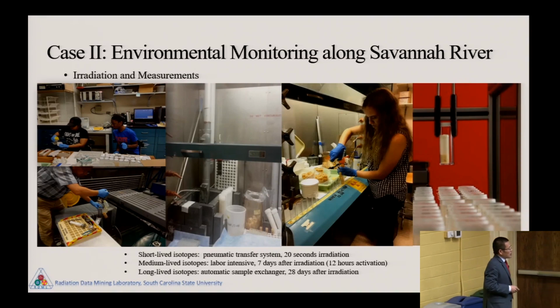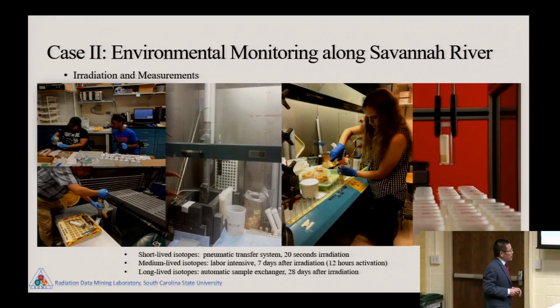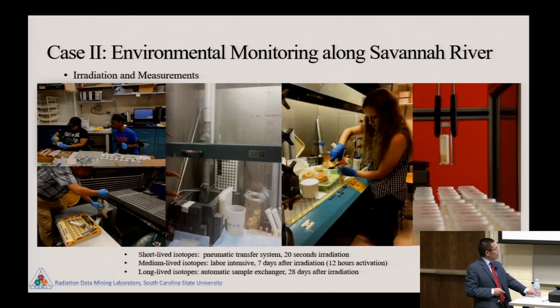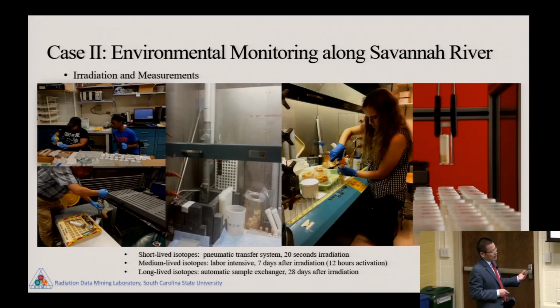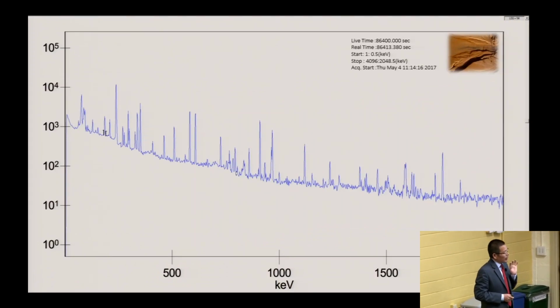And for long-lived isotopes, we use the automatic sample exchanger. That's about 1 month after irradiation, and we measure spectrums. Okay. Now, the spectrum.